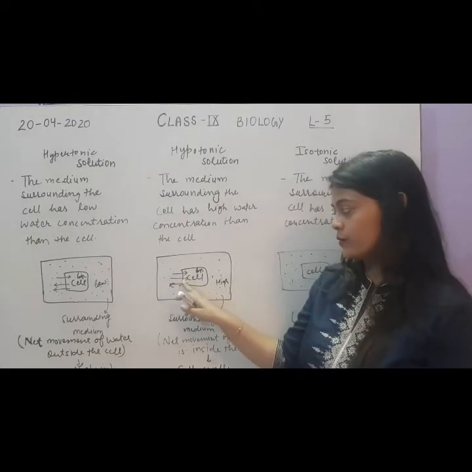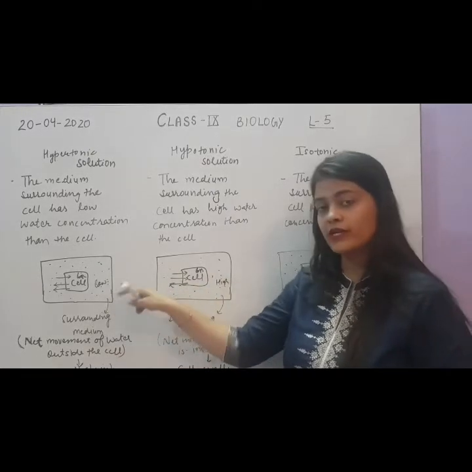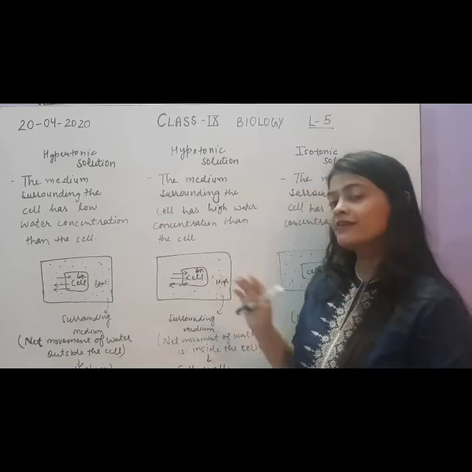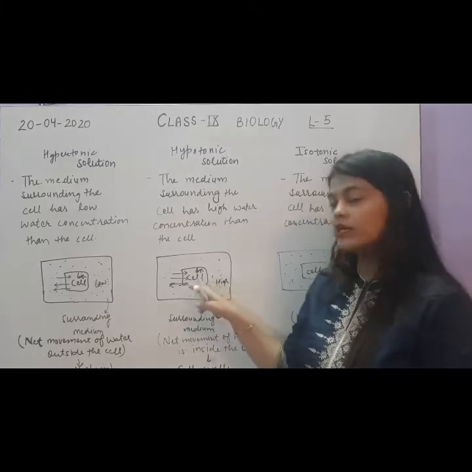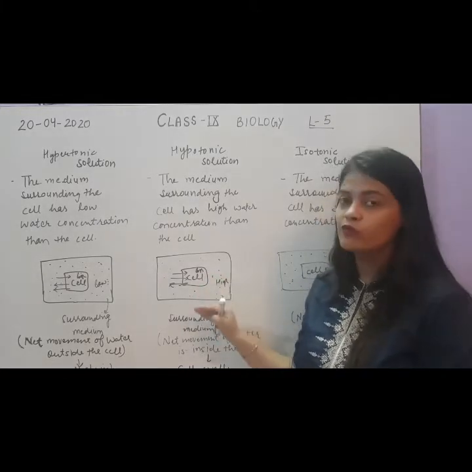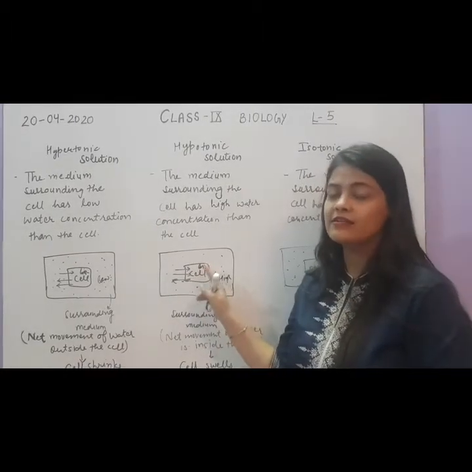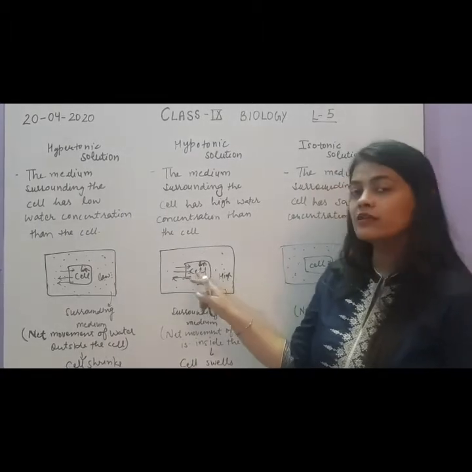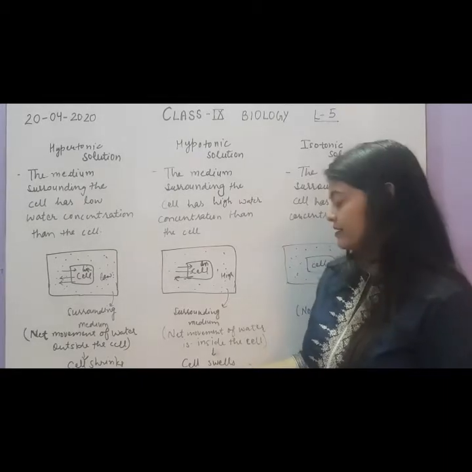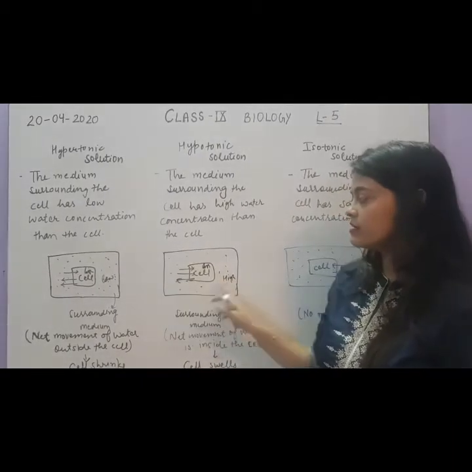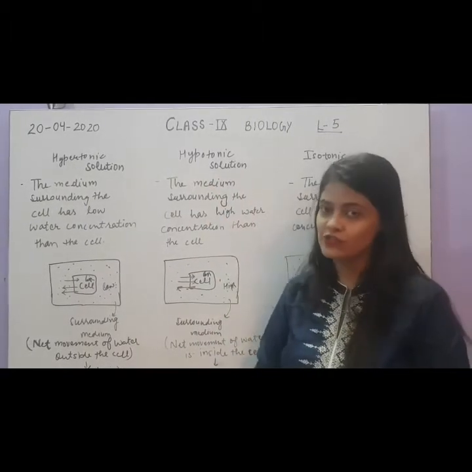So I have shown you here arrows, 2 arrows inside and 1 arrow outside, because as I have already explained to you, there will be movement of water inside as well as outside the cell, but due to the difference in concentration, the net movement of water will be inside the cell, because the water has less concentration inside the cell. Due to which more and more water will enter the cell, and the cell will undergo swelling, that is, the cell will swell up. So this surrounding medium having high water concentration is called hypotonic solution.